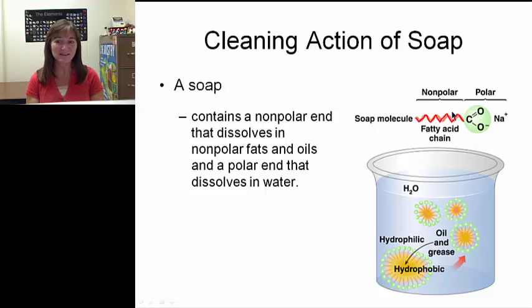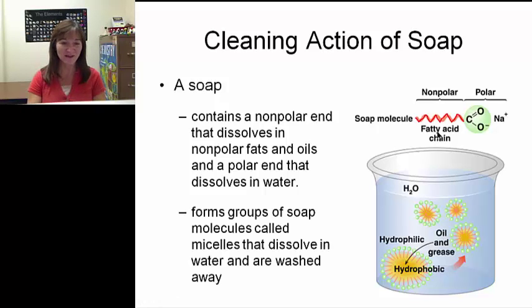So what happens is, if you remember when I talked about likes dissolving likes, since the tail is nonpolar, it wants to hang out with the oil and grease, which is nonpolar, and the polar head wants to hang out with the water. So what ends up happening is the soap forms groups of soap molecules, which are called micelles, and I wish I had bolded and underlined that because that is a word I'd want you to know. Micelles can then dissolve in the water and are washed away.